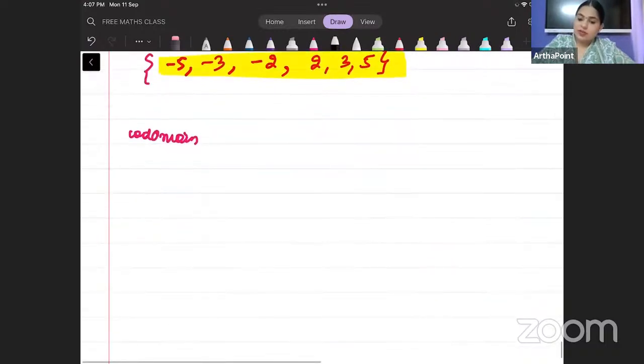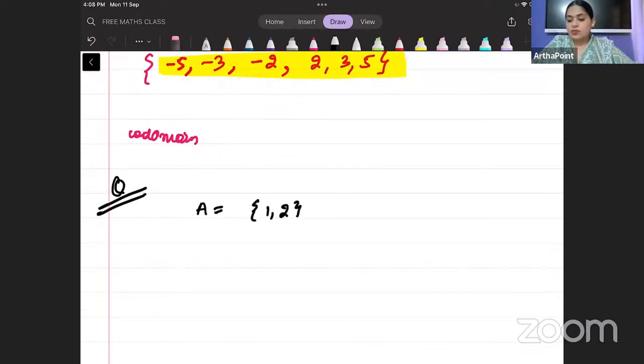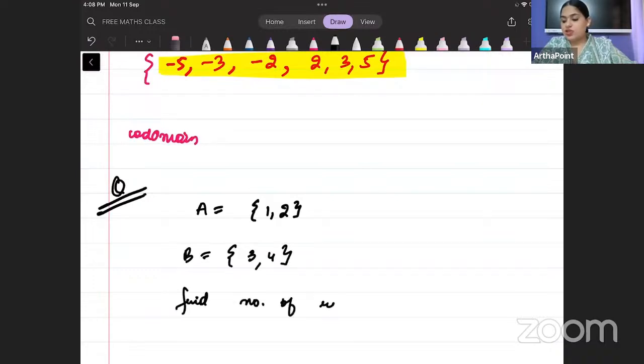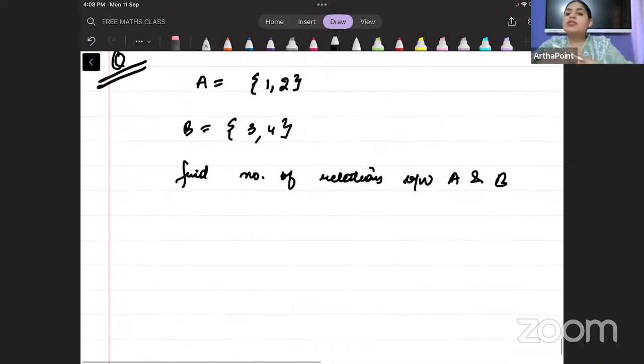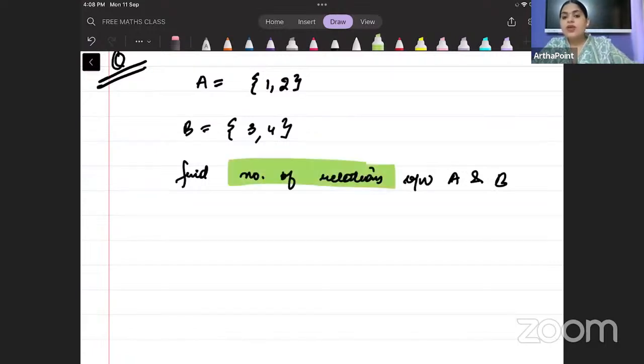One more question, beta, I am giving you. A is given to you as {1, 2}. B is given to you as {3, 4}. Find the number of relations between A and B. Number of relations मतलब कितने Cartesian products बना सकते हैं, in the most simple language. We have already done Cartesian product in the last class. So when I'm asking you the number of relations you can build, what will you do?